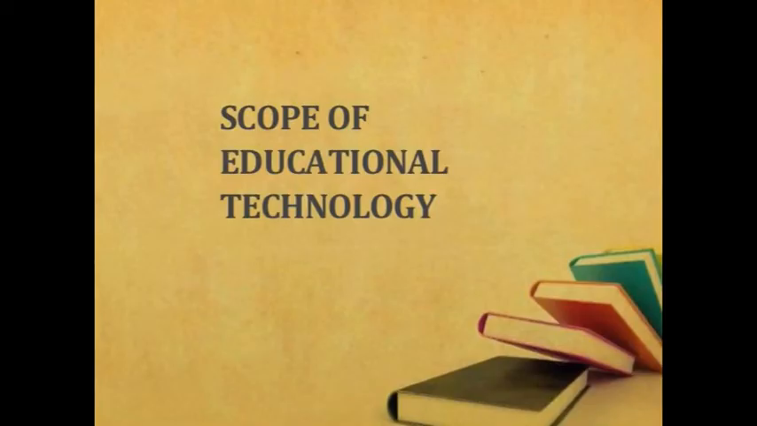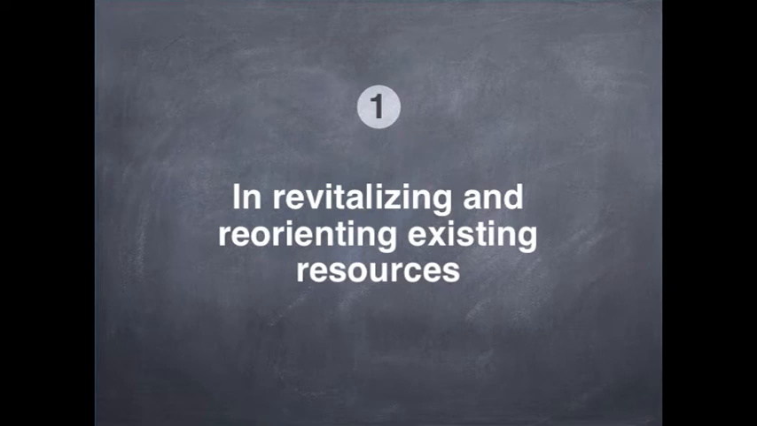Coming to the scope of educational technology, we can broadly discuss the scope of educational technology under the following headings. Number 1. In revitalizing and reorienting existing resources. To capitalize on the existence of a large number of institutions and facilities, nationwide networks, and trained professional and creative manpower in the area of ET. And to recognize the potential of ICT and internet and promote universal access.